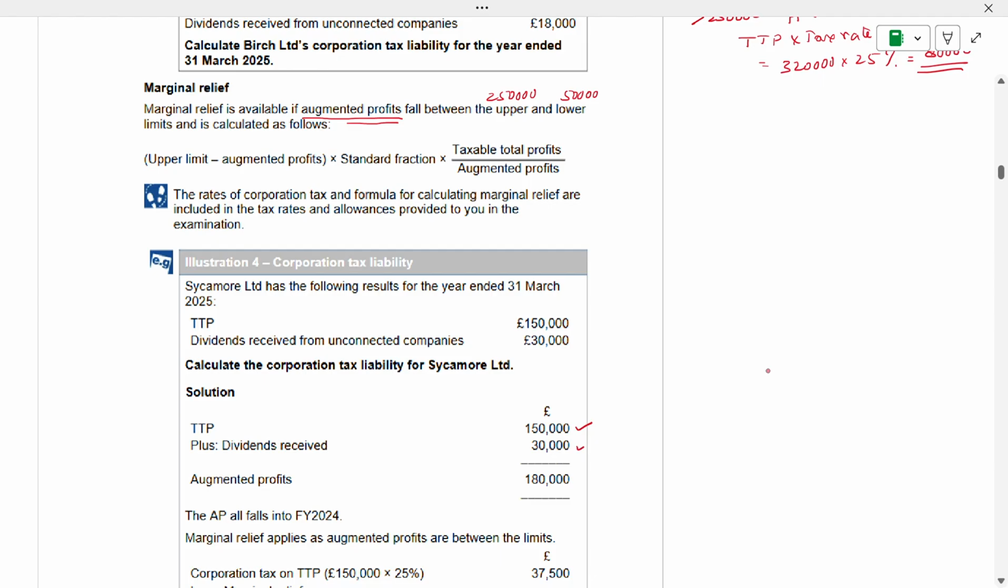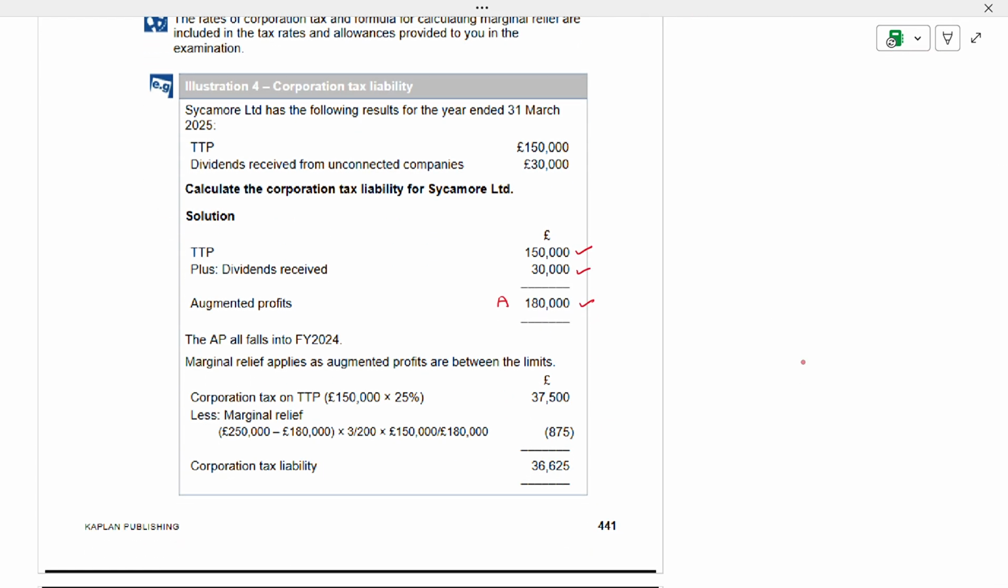If it is between 250 and 150, if augmented, you have to again, what is the benchmark? Benchmark is our augmented profits. Now you see the thing. How much is the TTP? TTP is 50,000. Dividends from unconnected companies 330,000. Augmented profits is how much? 180. It is between upper limit and lower limit.